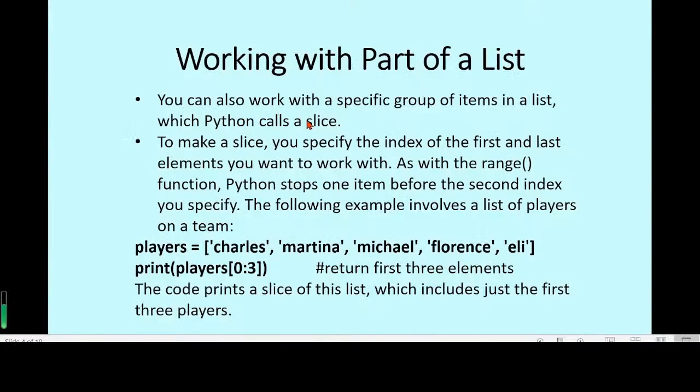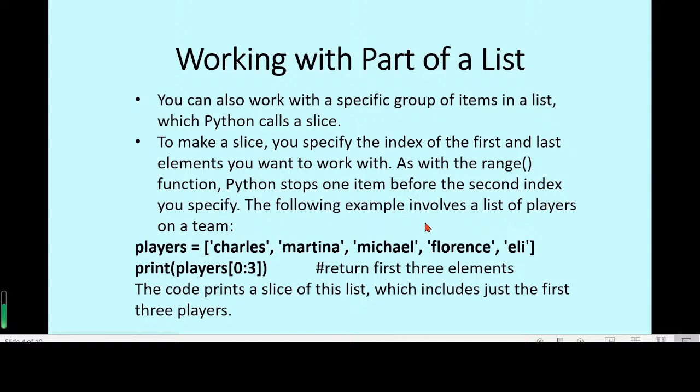You can also work with a specific group of items in a list, which Python calls a slice. To make a slice, you specify the index of the first and the last elements you want to work with. As with the range function, Python stops one item before the second index you specify.